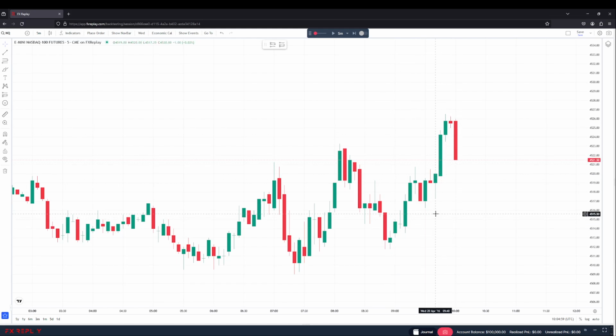So we expect some downside move. This would be like your accumulation. This would be your manipulation. This would be your distribution down. So we would expect probably at least this low, right?